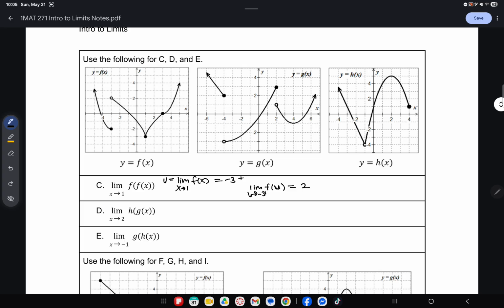Oh, and I forgot to put my low plus. All right, here's where we have two different functions. So u is the limit of that inside. So the limit as x approaches 2 for g of x. So here's g of x, here's 2. And we have two different directions here, right?